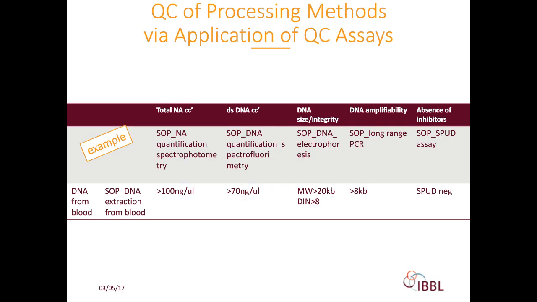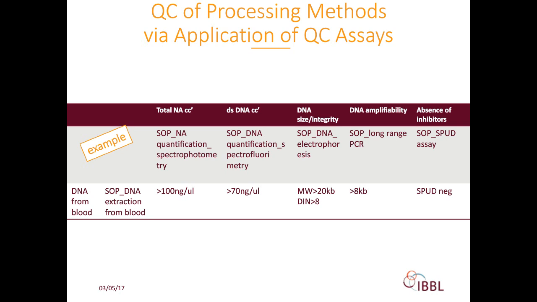For retrospectively collected samples, otherwise legacy collections, for which the pre-analytical data have not been documented, the only alternative is to perform quality control of the processing methods that have been used to produce these samples, and by the way, at the same time to perform quality control of the samples themselves, via performance of different assays.